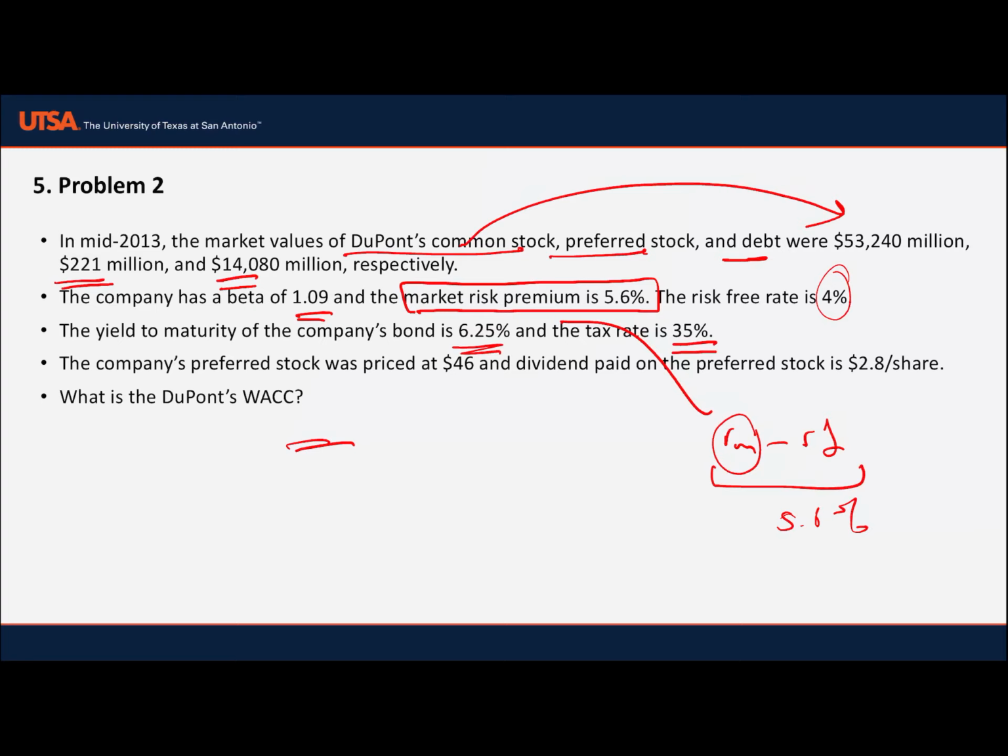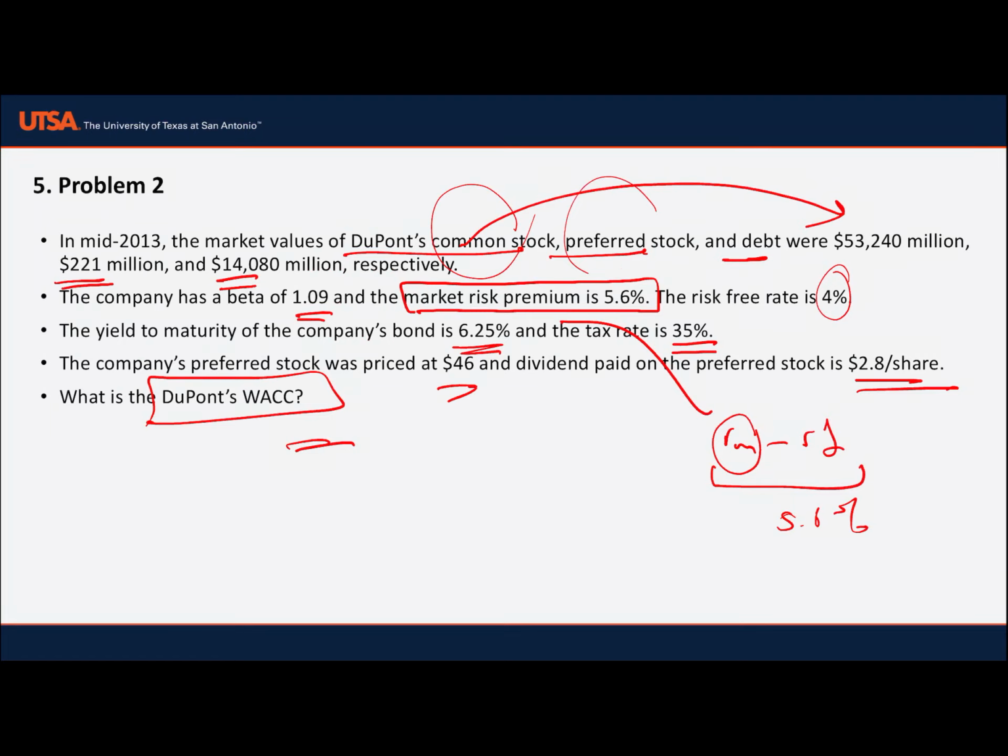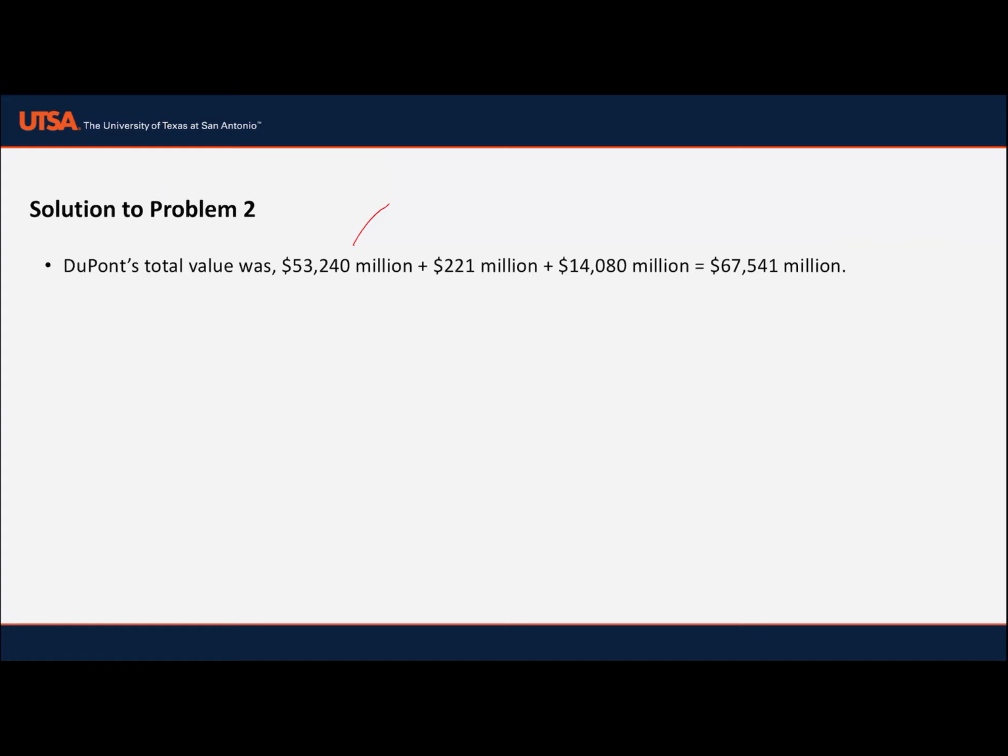Okay. And the company preferred stock was priced at $46, and the dividend paid on the preferred stock is 2.8 per share. What is the weighted average cost of capital? Okay, we try to find the overall total assets by adding up the preferred stock, common stock, and debt values, because you remember this is assets, liabilities, equities.